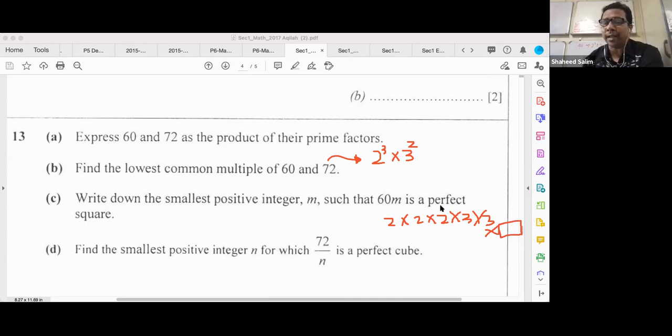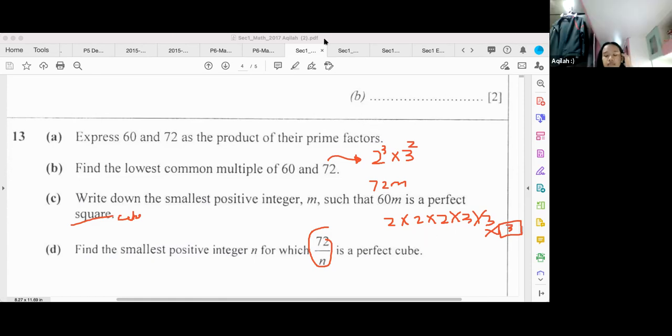Let's say they don't give you this. Let's say it's like this. Write down the smallest positive integer m such that 72m is a perfect cube. Then you need to multiply by another 3, right? Because you can put it into groups, right? 2 times 3, 2 times 3, 2 times 3. Are we there? Yeah. Okay, but now they did not tell you that.